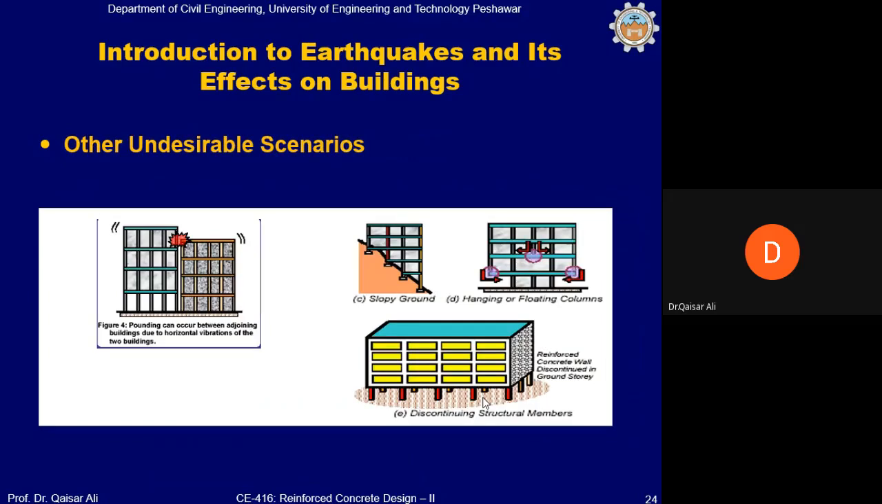There are also some undesirable scenarios where two buildings are constructed very close to each other. So there will be pounding of one building against another. This pounding can cause localized damage to the structure. Sometimes it is not possible to avoid this. Then there are some other means to overcome these pounding impacts. Sloping ground is also an undesirable scenario. Similarly, hanging or floating columns, where the columns are erected on cantilevers, is also not a good situation.